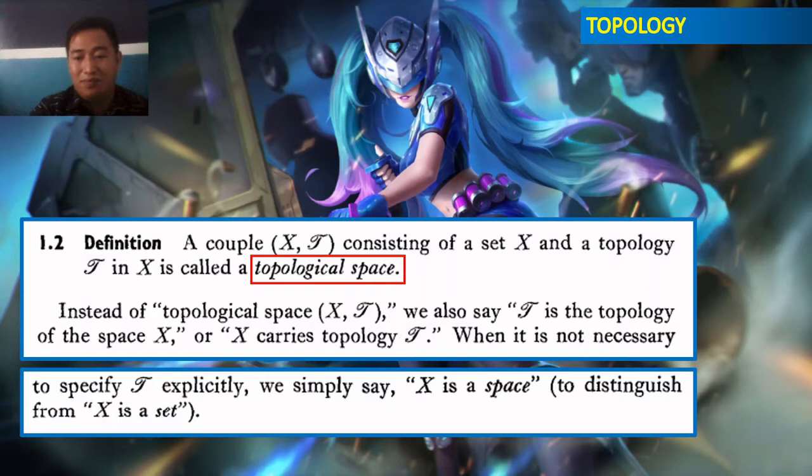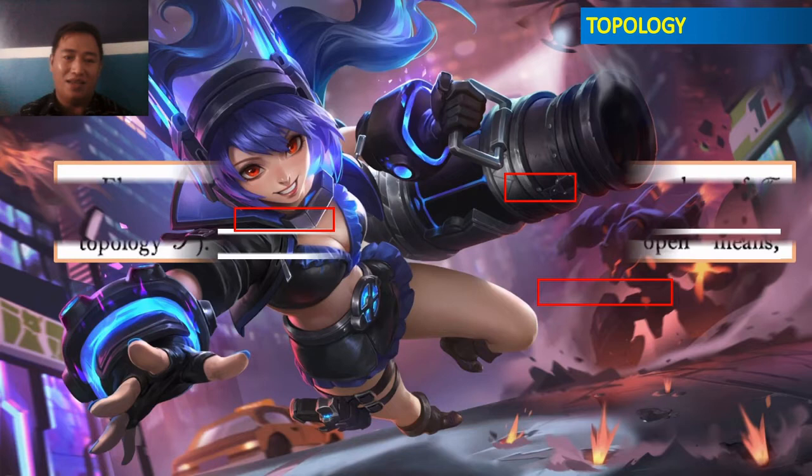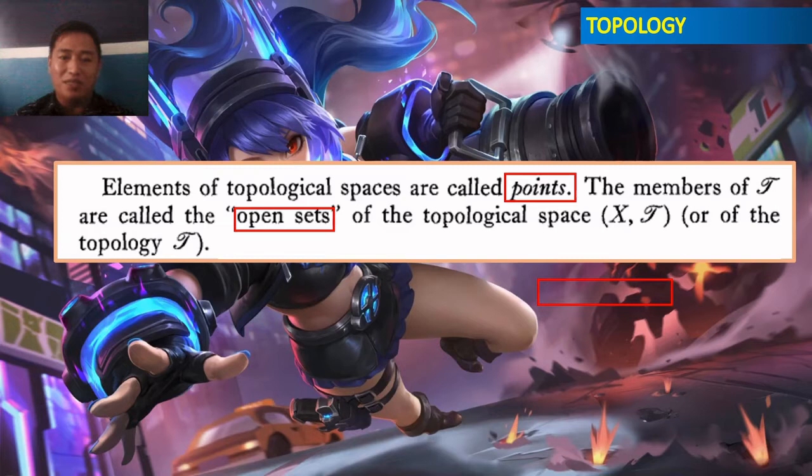So we simply say X is a space, without specifying tau. We can simply say that X is a space, to distinguish from X is a set. Next, the elements of the topological space are called points. And the members of script T, the elements of tau, are called open sets of the topological space X, tau, or of the topology tau.